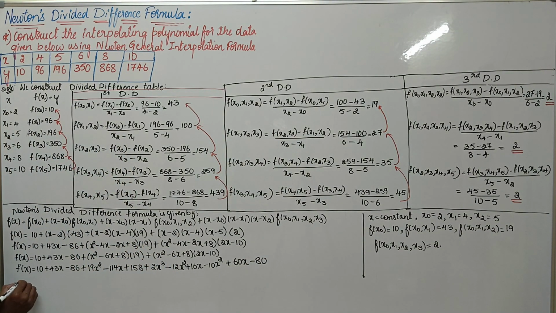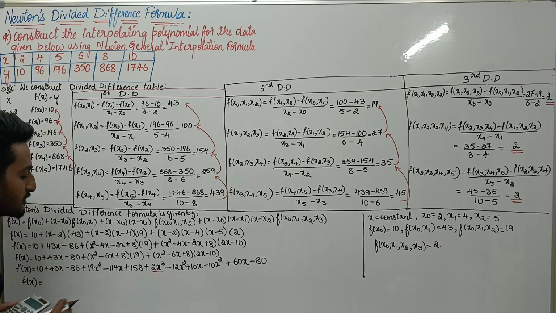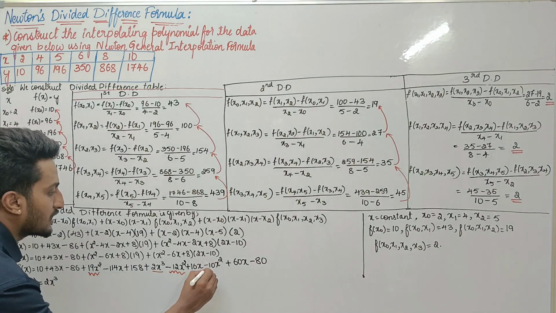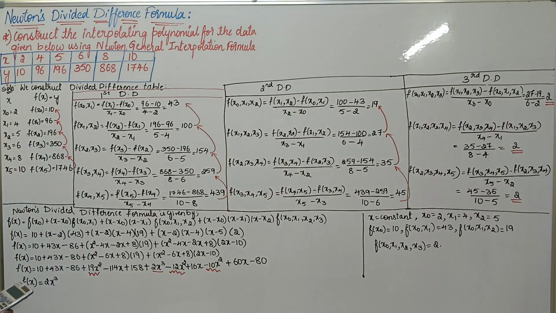Now let us represent f of x, which is equal to, now let us see which is the highest power. The highest power is 2x cube. Now let us go with the square terms. Let us represent first 19, next we have minus 12, next we have minus 10. That is 19 minus 12 minus 10, we get minus 3x square.